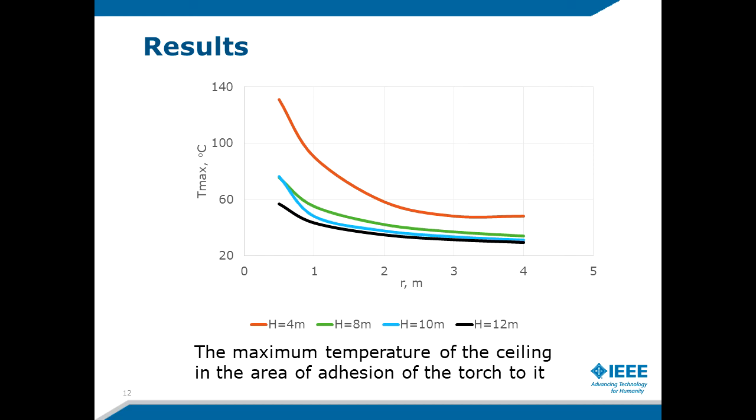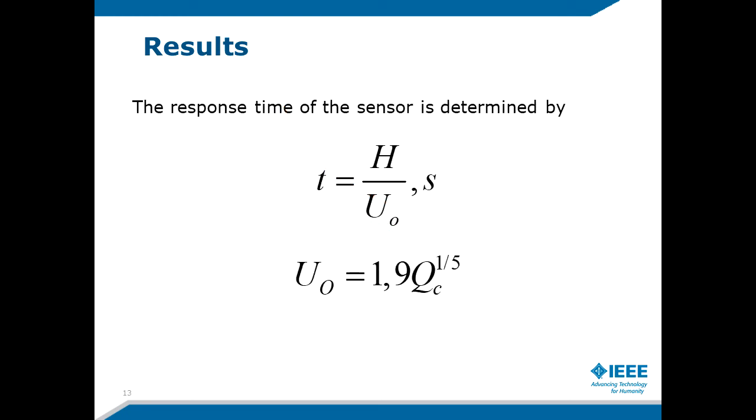Moving away from the point of attachment of the torch to the ceiling at the full height of the room leads to a reduction of the maximum temperature for a given section. At certain conditions, as R is greater than 1 meter and H is greater than 8 meters, there is a real possibility to actuate the sensors. The time for activation of the temperature sensors located on the ceiling can be calculated much more easily.